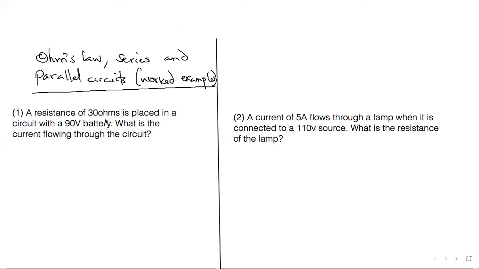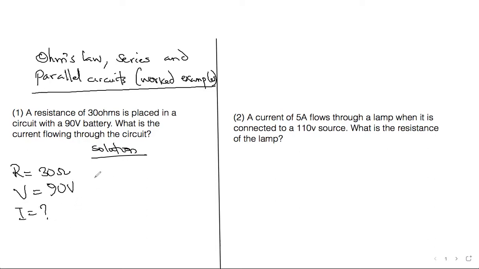Here we are told that a resistance of 30 ohms is placed in a circuit with a 9-volt battery. What is the current flowing through the circuit? So how do you solve this? First, let's list out what we have. We have the resistance as 30 ohms, and we have the voltage as 90 volts. We have to find the current, I.